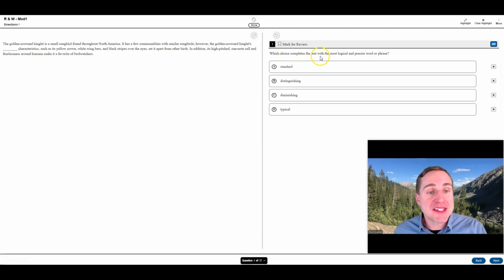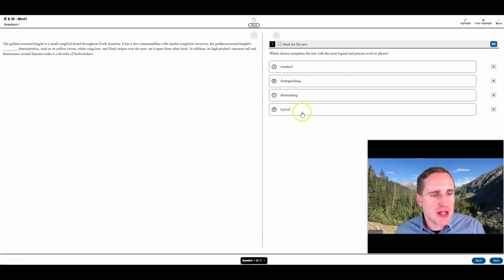Okay, which choice completes the text with the most logical and precise word or phrase? So the most logical and precise word or phrase is going to come from filling in the blank and looking at English standards. So again, this is not grammar. This is the word that fits the definition, what's going on most closely.